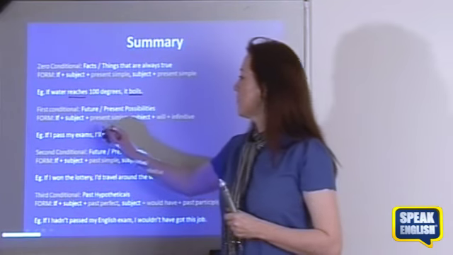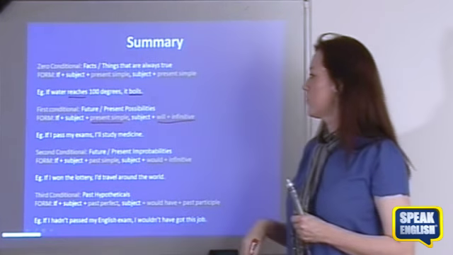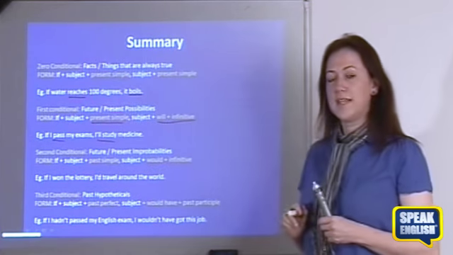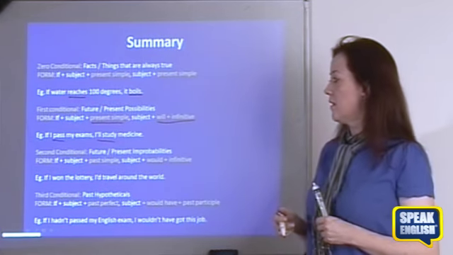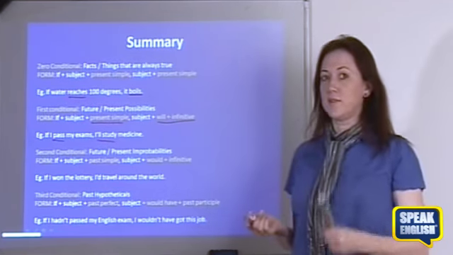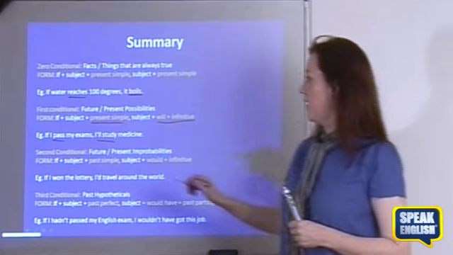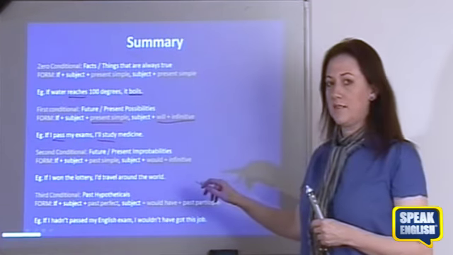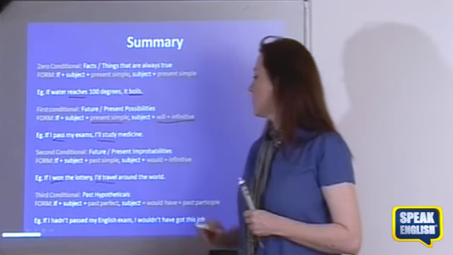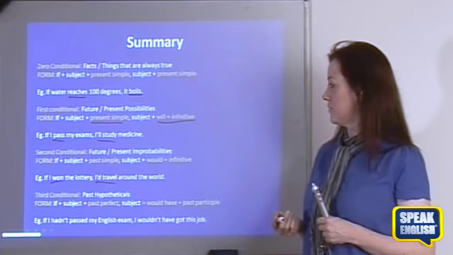The first conditional is about future or present possibilities. The form is with present simple after if and will plus infinitive in the main clause. If I pass my exams, I'll study medicine. It's a possibility. The second conditional, on the other hand, is about future or present improbabilities, unlikely to happen. And the form has the past simple and would plus infinitive. If I won the lottery, I'd travel around the world. It's not probable, but that's what I would do.